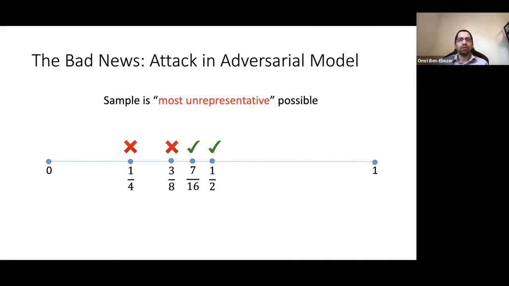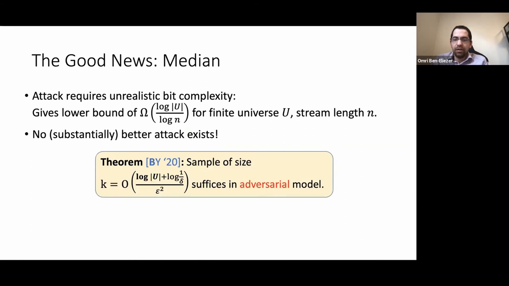And this simple attack gives a sample that, if you just look at the ordering of the elements, is the most unrepresentative possible. All the sampled elements are bigger than all the non-sampled elements. This is not what we want from the output of a median algorithm. Well, certainly a constant size sample cannot work against such an adversary.